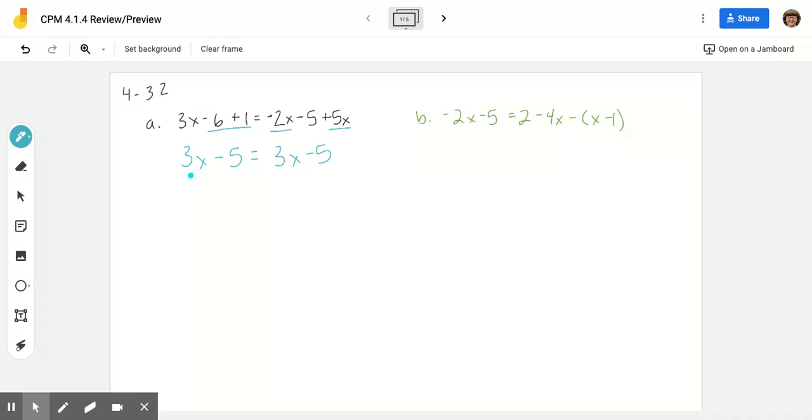So what I end up with is exactly the same thing on both sides. And what that means is no matter what value I put for x, they'll still be equal. So this one has infinite solutions.